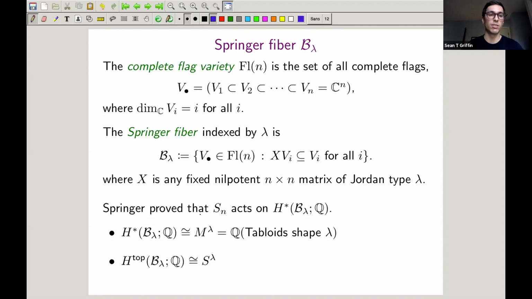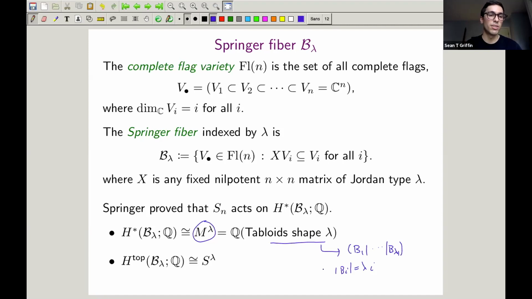Springer was able to prove this. And it has some nice combinatorial connections because the symmetric group module structure coincides with what's frequently called M lambda. This is the Q span of all tabloids of shape lambda. Or if you like, in terms of ordered set partitions, this is the set of ordered set partitions where the size of b_i is equal to lambda_i for all i.